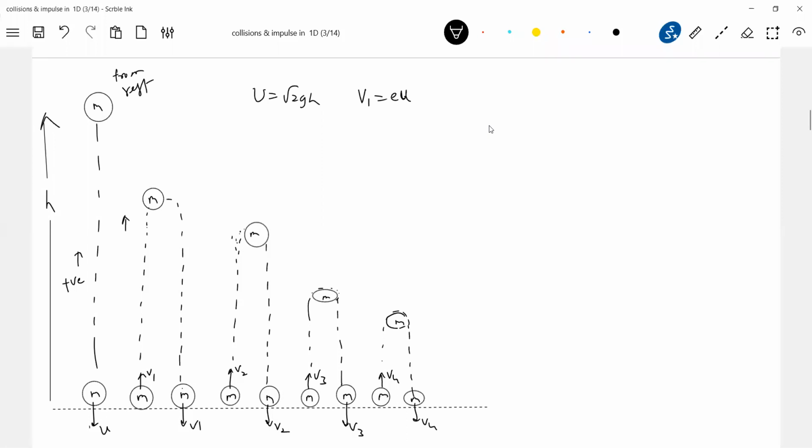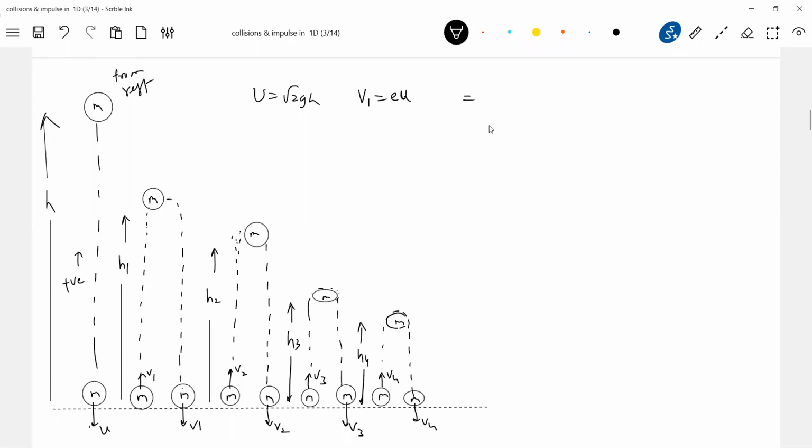Then it will ascend to a height h1. Then it will ascend height h2. Then h3, h4. Like that, some n collisions will occur. Can we generalize any formulas? So what is v1? v1 equals e u. So what should be v2?